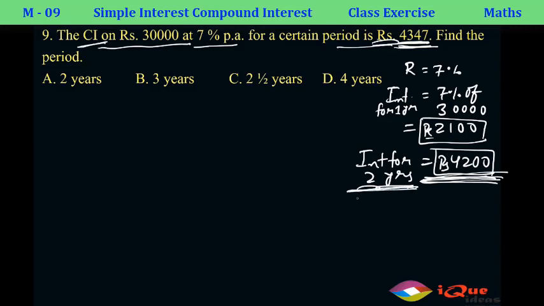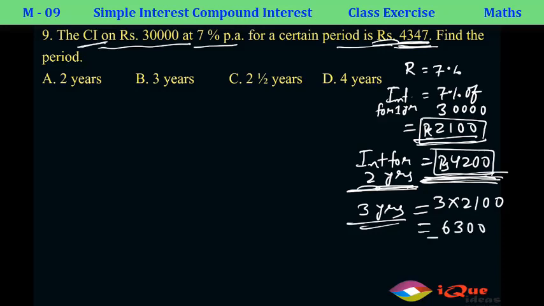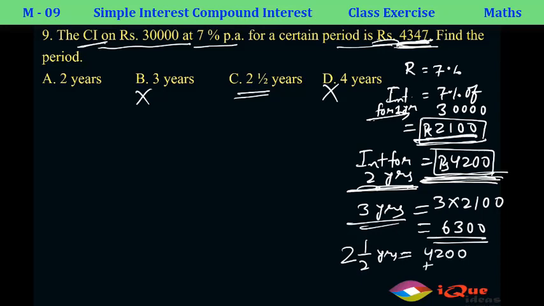I'll tell you how. If I take it for 3 years, then for 3 years it will be at least 3 into 2100. That is 6300. Whereas here the interest is 4347, so 3 years cannot be the answer. Hence, 4 years also cannot be the answer. What about 2.5 years? Now, for 1 year interest is 2100. So, for 2.5 year interest will be equal to, for 2 years it is 4200 and for 1 year it is 2100. For half year it will be around 1050. So, if you add, it will be minimum 5250. Here it is only 4347. So 2.5 years also cannot be the answer. Hence the answer of this question is 2 years.